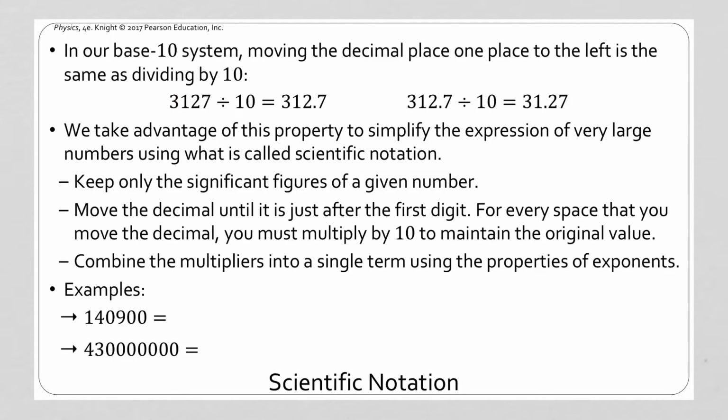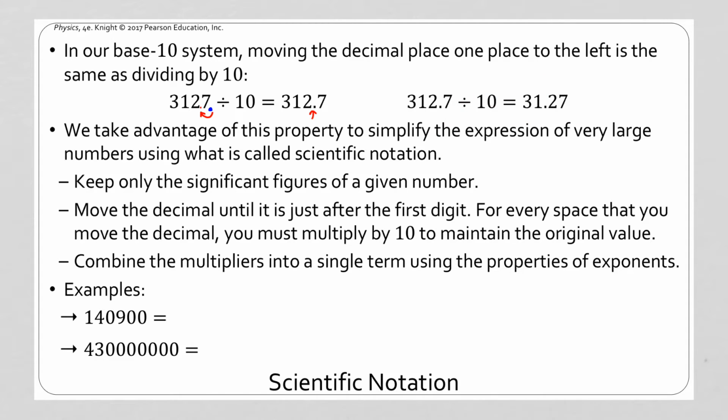What that means is that moving the decimal point one place to the left is equivalent to dividing by 10. So for example, if I take 3,127 divided by 10, I would get 312.7. I've effectively moved the decimal point, which was originally here, one place to the left, which is what we're seeing right there. If I take my 312.7 and divide by 10, it's as if I've moved the decimal point another place to the left.